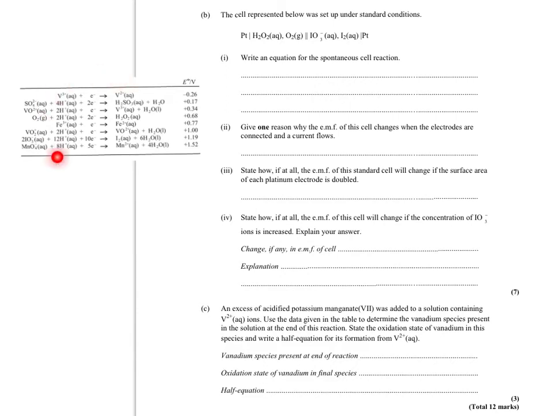Now you still need this table to answer the rest of these questions. So the cell represented below is under standard conditions. There we are. Write an equation for the spontaneous cell reaction. What that means is we've got to work out which one of these has been oxidised, which one's been reduced. So the H2O2 one is here in the middle, so that's plus 0.68, and then we look at the IO3 minus one, which is second from bottom, plus 1.19. So if we look at those two, electrons are going to flow from the more negative one to the more positive one. So this one's been oxidised, this one is being reduced.